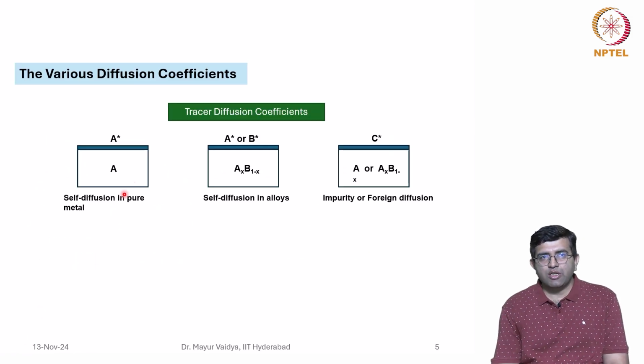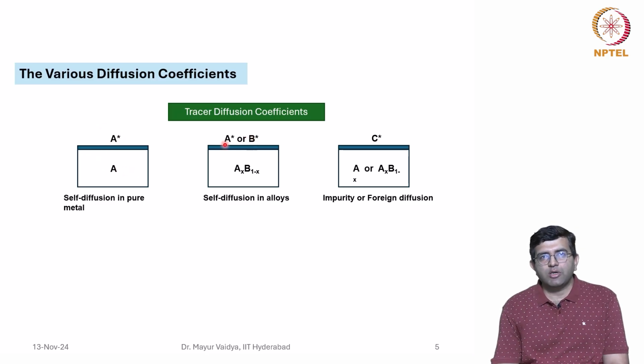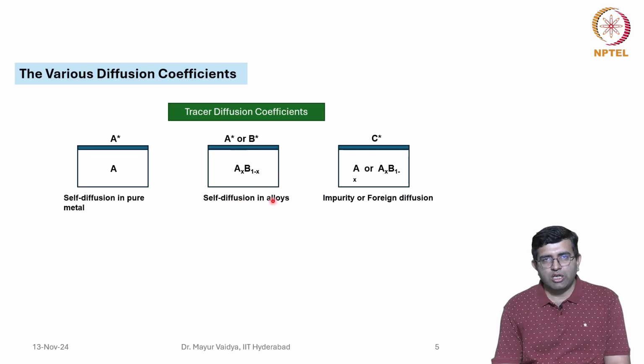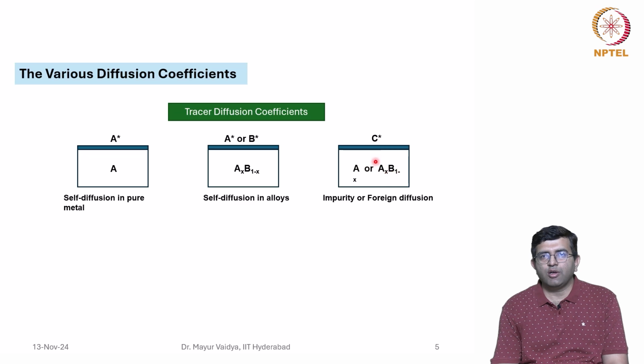So the tracer diffusion coefficients, as I said, you can talk about self diffusion in pure metal. That means you can deposit a radioactive isotope of A on A. So this will give you the self tracer diffusion coefficients. Or you can deposit A star or B star on an alloy AB. So this is self diffusion in alloys. Or you can deposit a completely different element C star on the alloy A or on the alloy AB, and here you will get an impurity or foreign diffusion coefficient.